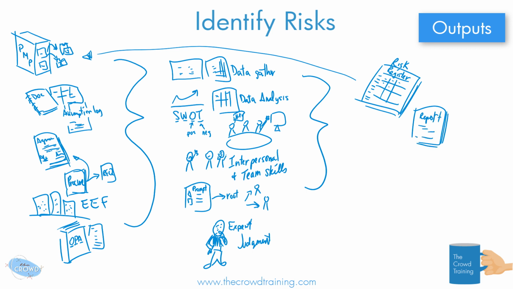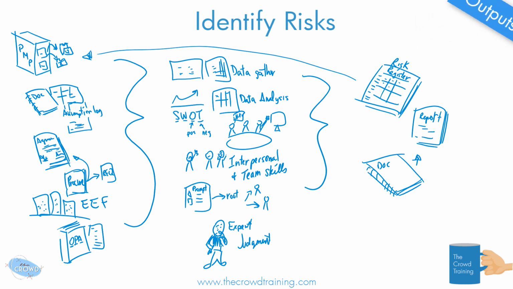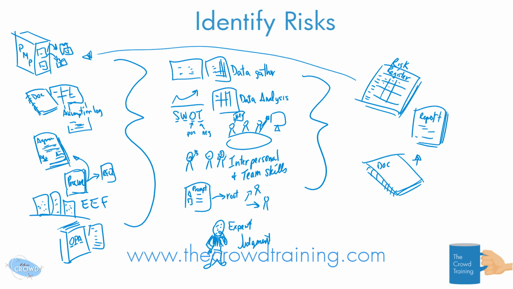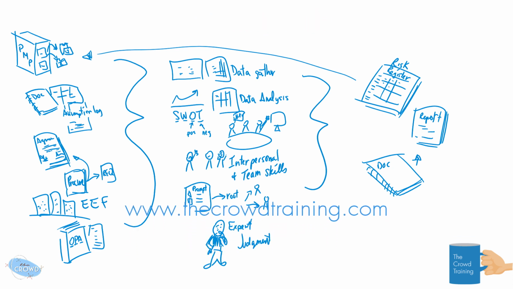And then you're going to take those documents that we have been using and working on, and you are going to update them accordingly. So there are project document updates, and those are the outputs. So that is the inputs, outputs, tools, and techniques of the Identify Risks from the crowd training.